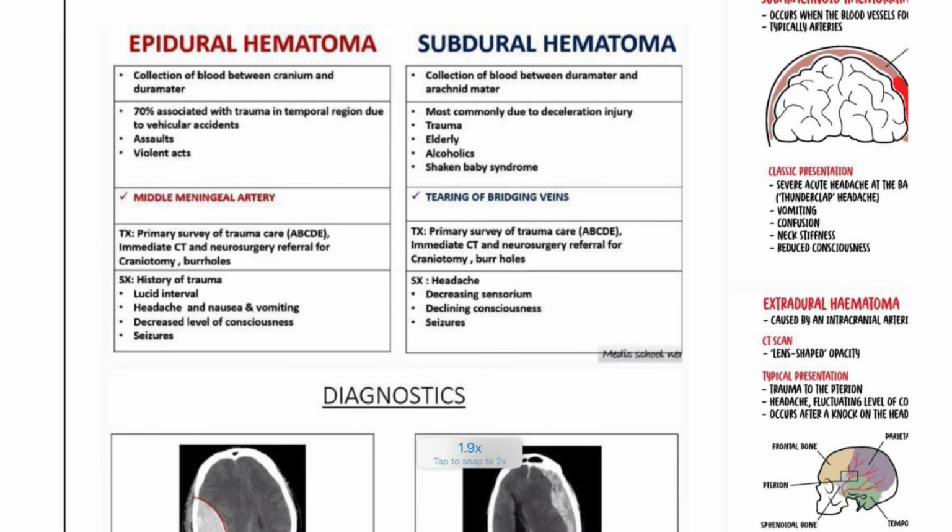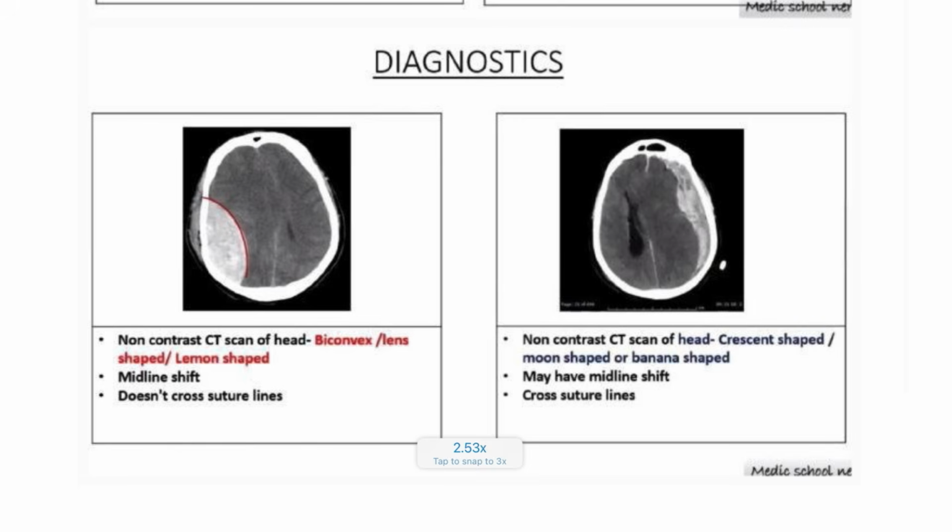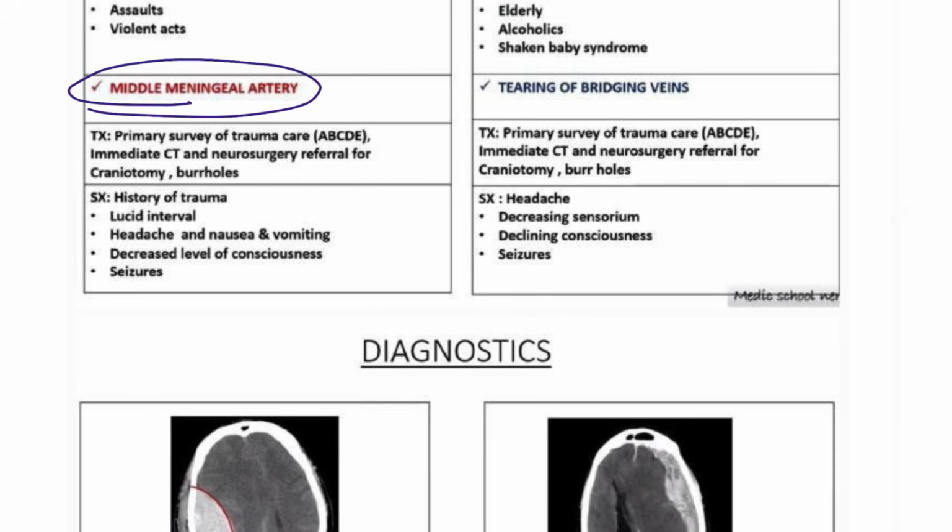Next, head trauma: epidural hematoma and subdural hematoma. Epidural hematoma is most commonly associated with a collection of blood between the cranium and the dura mater, and 70% are trauma cases only. The artery that is involved is the middle meningeal artery. And how is the patient presented? With a biconvex lens shape. What is the treatment? Craniotomy, or a burr hole, has to be done.